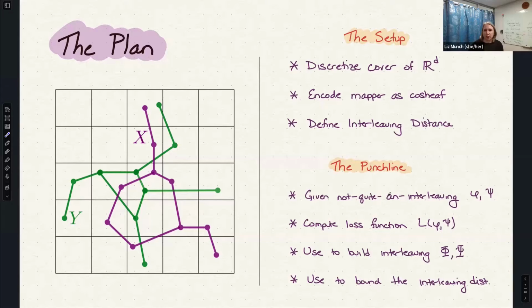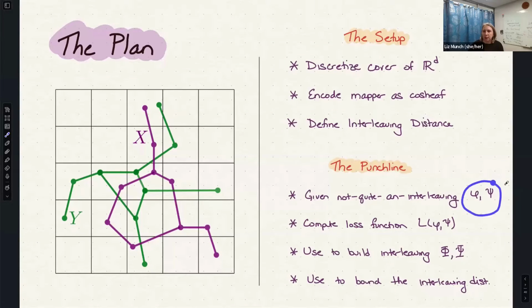So what we're going to do is the following. I'm going to start by assuming somebody handed me something that looks like an interleaving, but isn't actually an interleaving, because they didn't promise me any of the commutativity conditions that I want. I'm going to build a particular loss function where, if I can figure out what this loss function is, I can build you something that is actually an interleaving. And in doing so, if I can build you something that's actually an interleaving, I'm going to be able to use that to bound the actual interleaving distance value. Right, so this is our goal.